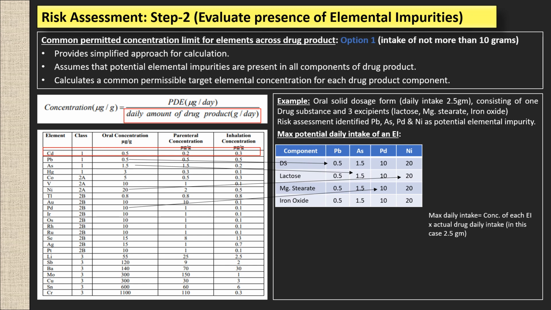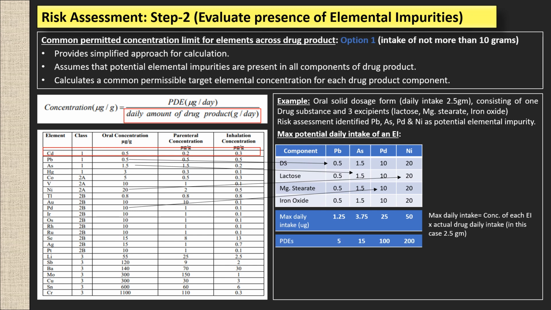So whatever the concentration of each elemental impurity is, for example, for lead Pb, it is 0.5. So 0.5 into 2.5, and 1.5 for arsenic into 2.5. So it gives the value of maximum daily intake in microgram. So these values, that is 1.25, 3.75, 25 and 50, which are presented as the max daily intake, are the maximum allowed micrograms of each elemental impurity that can be present in the drug product. Now these obtained values are again compared with the PDEs.